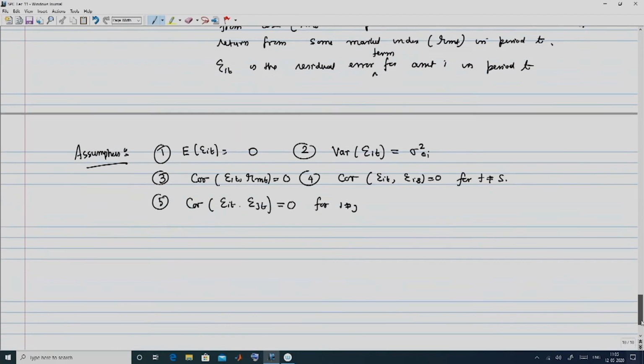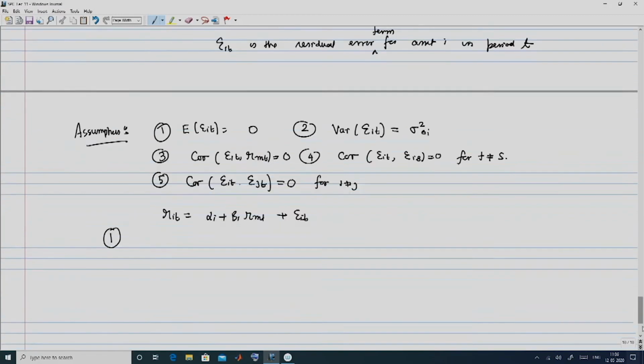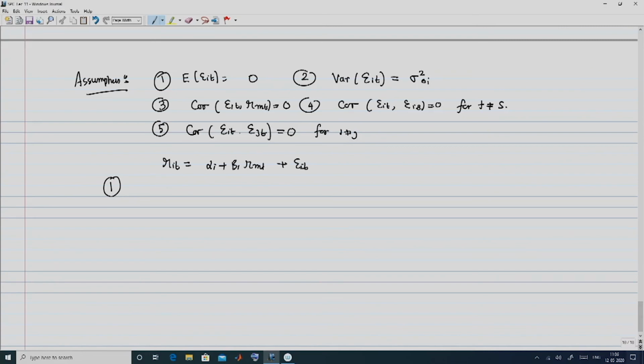Okay. Now, coming back to the relation R_it = alpha_i + beta_i R_mt + epsilon_it, let us calculate the expectation, variance and covariance of all this. So, the expected value of R_it, given R_mt, is going to be simply the expected value of alpha_i, which is alpha_i, plus the expected value of beta_i R_mt, which is beta_i into R_mt. Remember that I am taking conditional expectation, so this is fixed, plus 0.